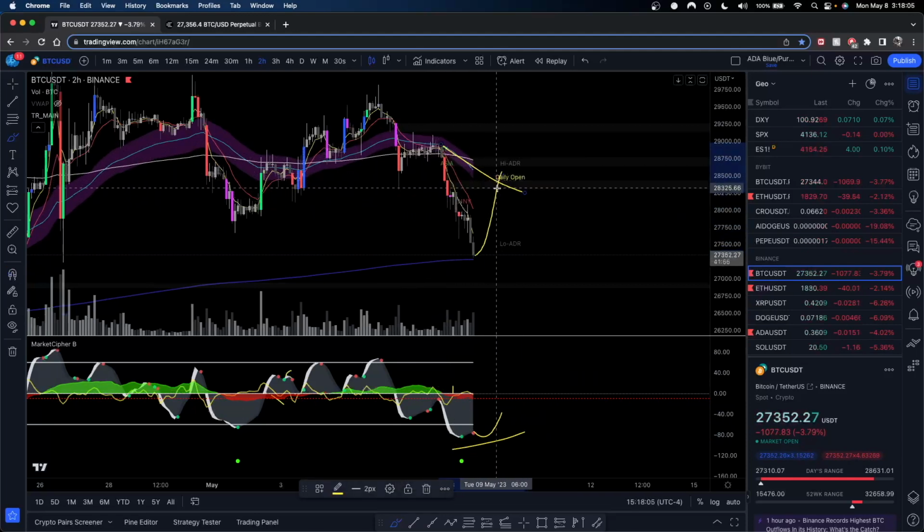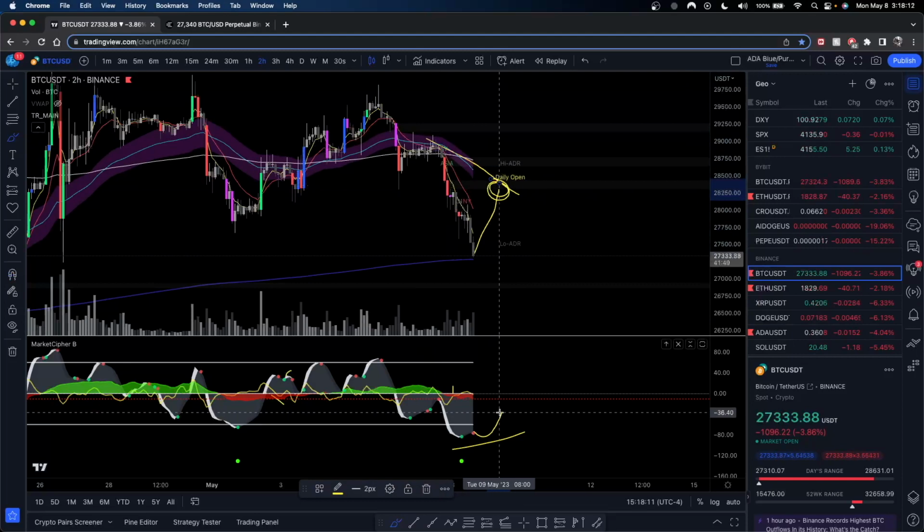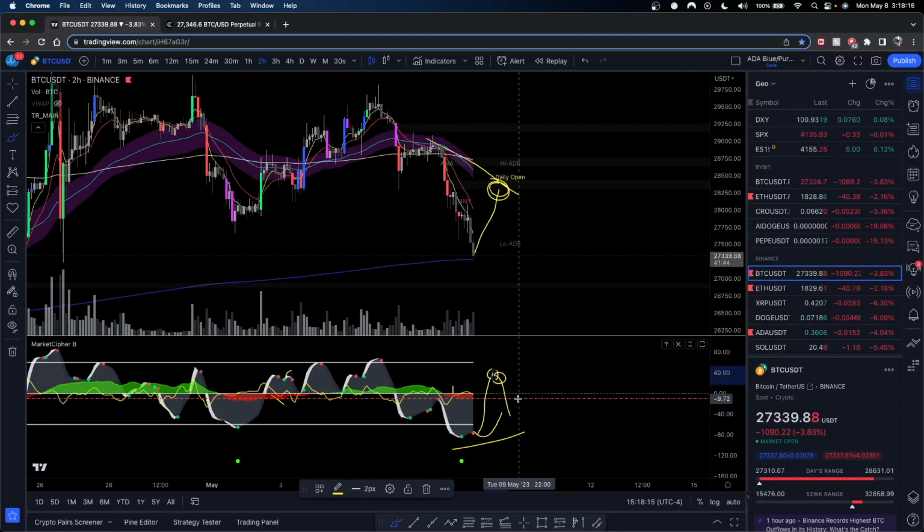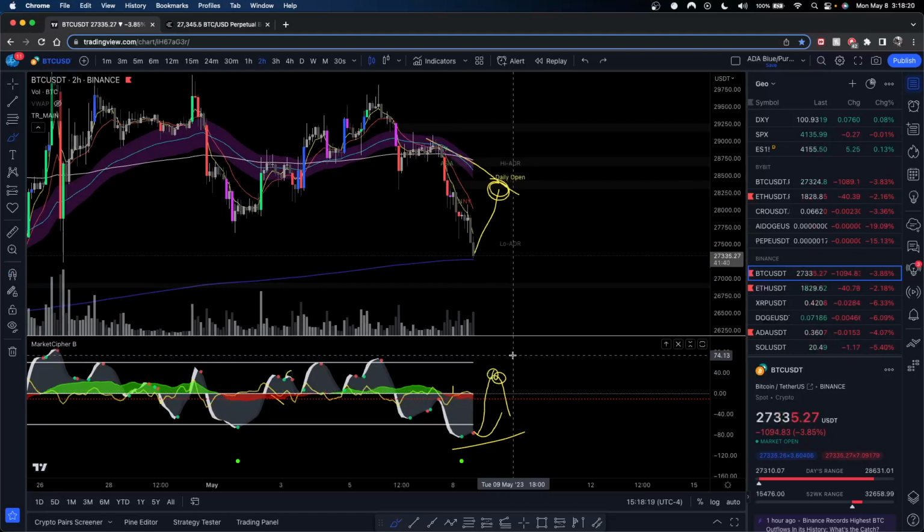Maybe it doesn't come up all the way. Maybe it comes just like that. Our EMAs are starting to come down. And right here, let's say this wave is large, and we get a red dot right there, and money flow continuing down. This would be considered a cheat sheet entry because of multiple things.